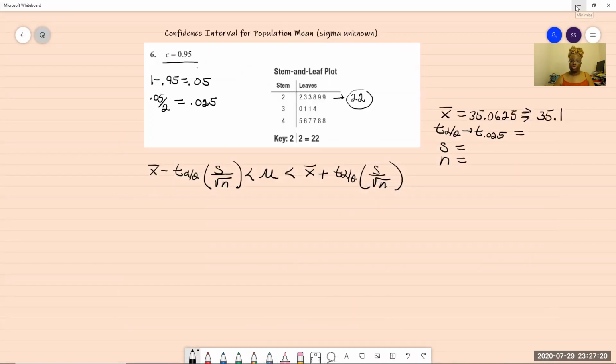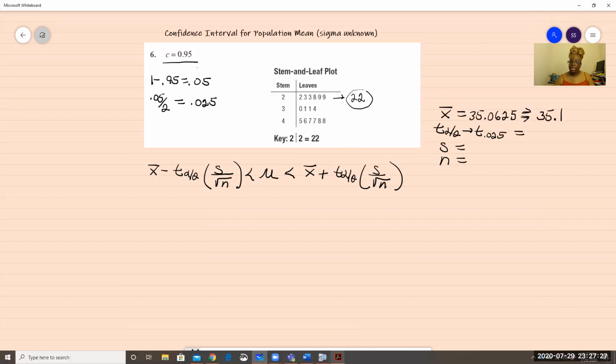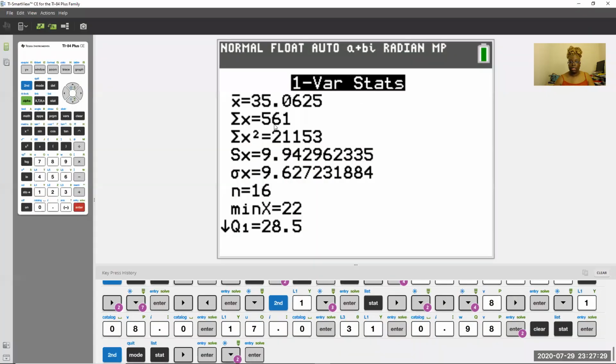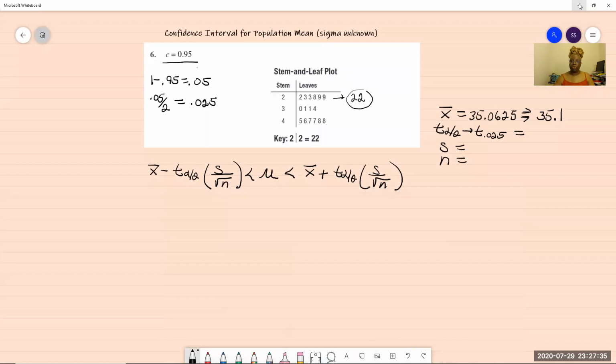So in our case, I don't feel like counting them, 1, 2, 3, 4, 5. But the good thing is that you put them in your calculator, and you can see right here that your n is equal to 16. So your n is equal to 16, which we're going to write here, because we do need that later. But your degrees of freedom is going to be equal to 15. So you're looking for 15 at 0.025 on your t chart.